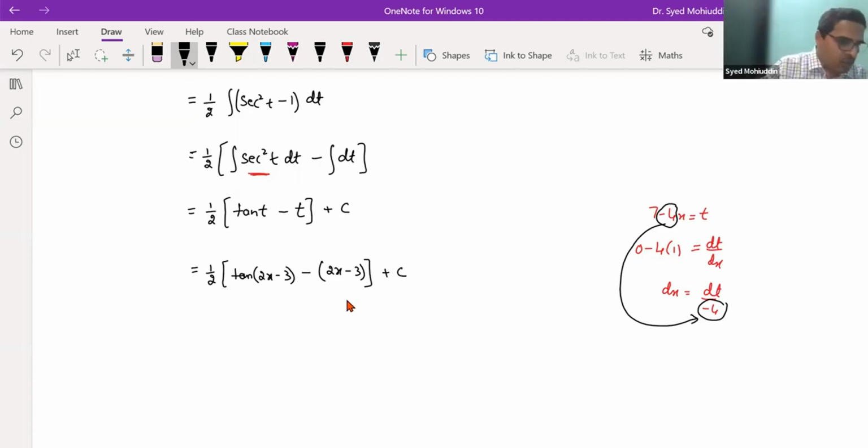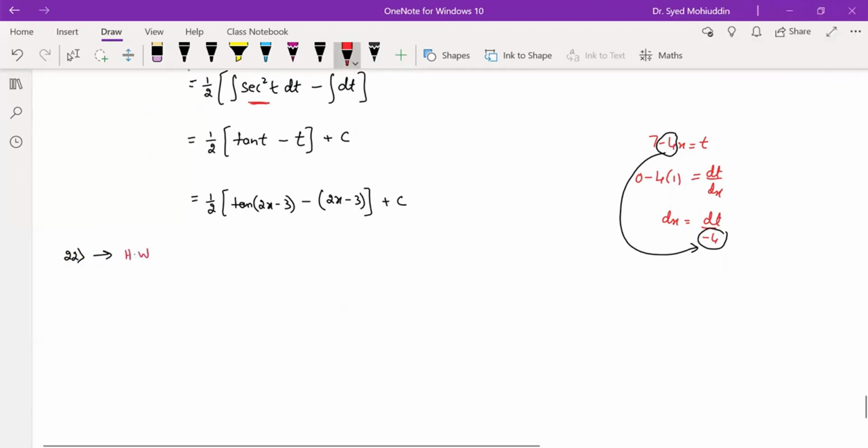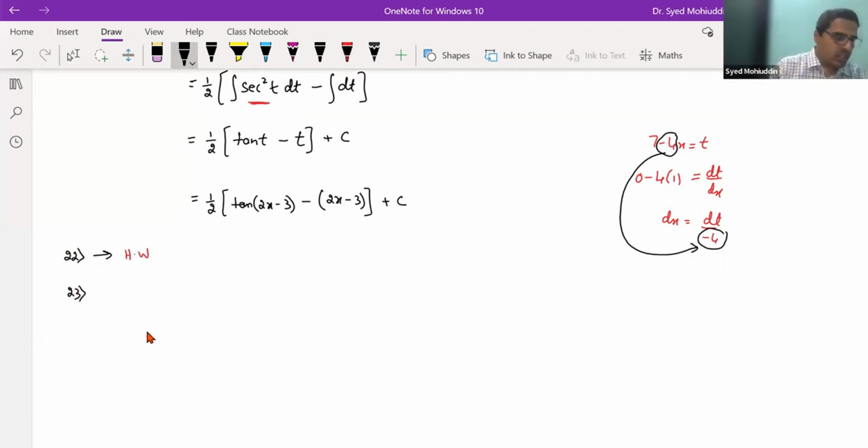Then another problem is similar to the one we have done, the 18th one. 22 as homework. 23 also, can I give it as homework? See here, sine inverse of x is what? T. You have to put sine inverse of x to be t.